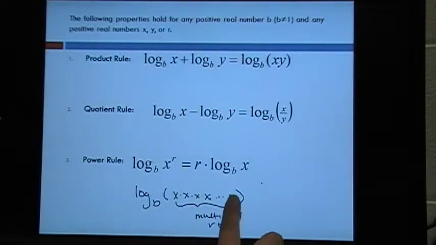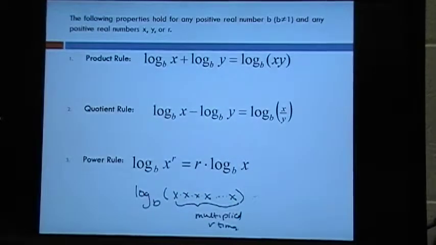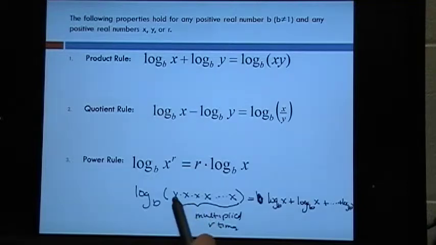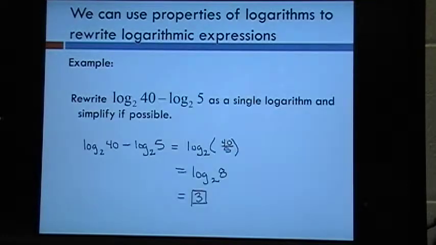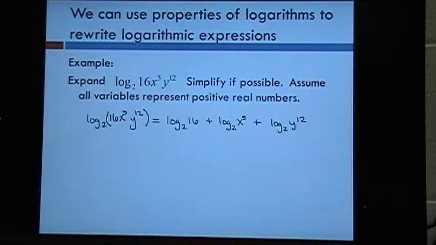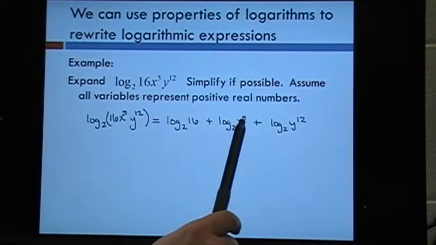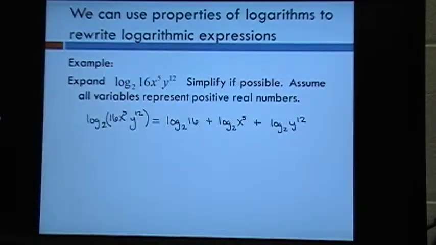And so if we rewrote this using the power rule, we would have log base b of x plus log base b of x plus so on and so on until we have all r written out. So if I add something r times, that's the same thing as multiplying it by r. Okay? So if the argument has a power, you can write that out front as a coefficient.